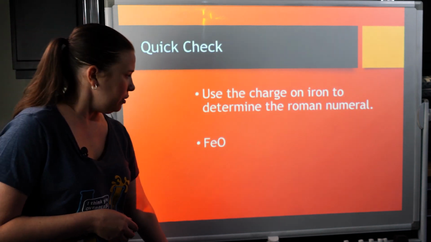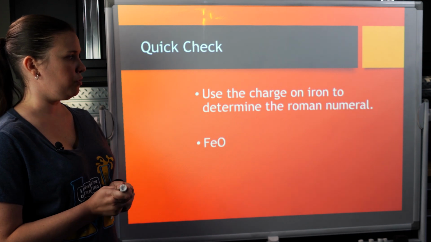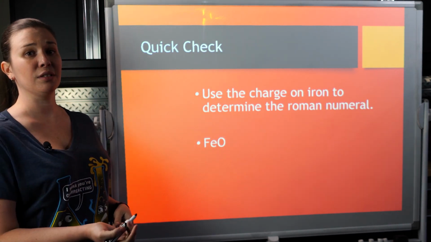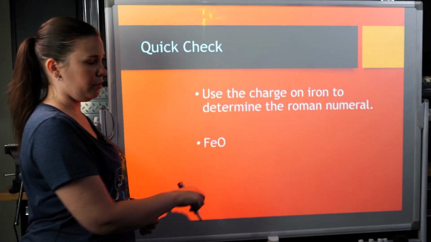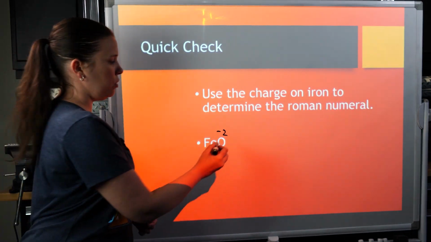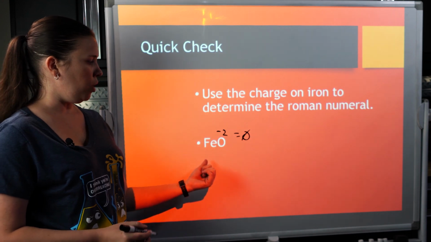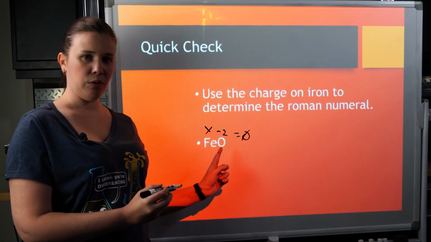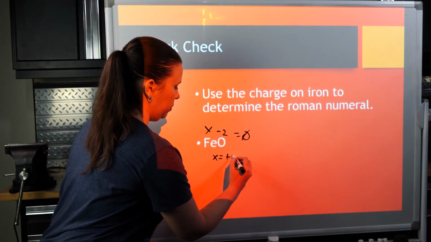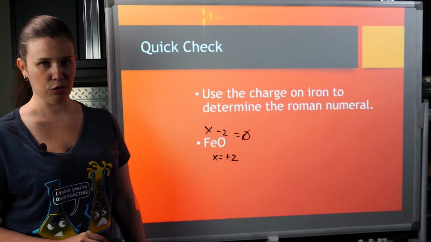All right, so let's try one. We've got iron bonded to oxygen. So the first thing that I need to do is figure out the charge on the iron so I know what the Roman numeral is going to be. So it's going to be dependent on the oxygen charge. We know that oxygen has a -2 charge, and we know the entire compound is supposed to be neutral. So then what would the iron need to be in order to cancel out the oxygen charge and become neutral? +2. That +2 can cancel with the -2 to make the neutral molecule.